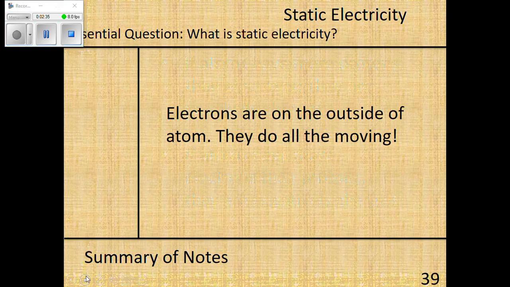It's also important to remember, and you should write this down, that electrons are on the outside of the atom. Remember, the protons and the neutrons are buried inside. So the electrons are the only ones that can move. The protons and the neutrons are so tucked in the middle of the nucleus that they can't really do anything. So whenever we're talking about a change in charge, we're really just talking about electrons.